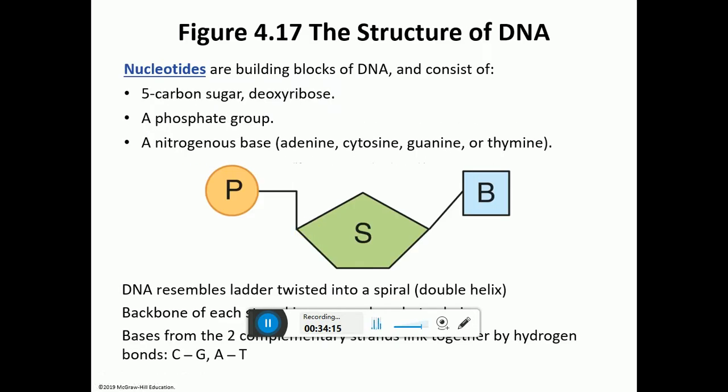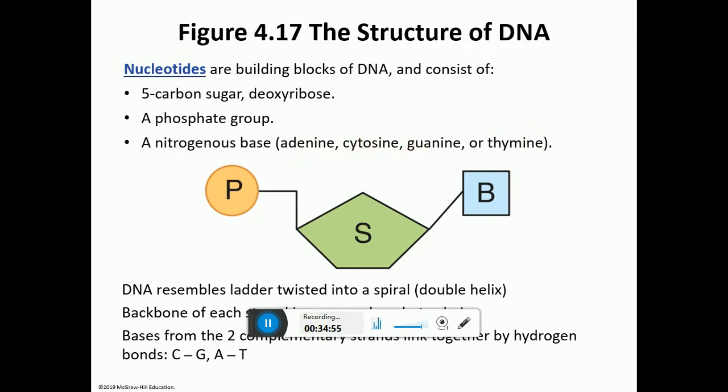So, the structure of DNA. DNA is made out of a chain of nucleotides. Your building block is this nucleotide right here, and it has a sugar, which in the case of DNA is deoxyribose, a phosphate, and a nitrogenous base. The nitrogenous base in DNA, you're going to choose one out of these four: adenine, cytosine, guanine, or thymine.